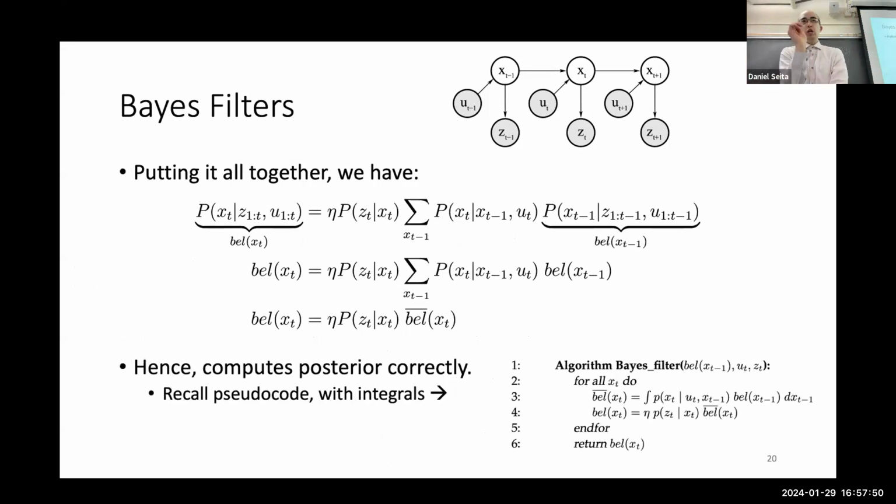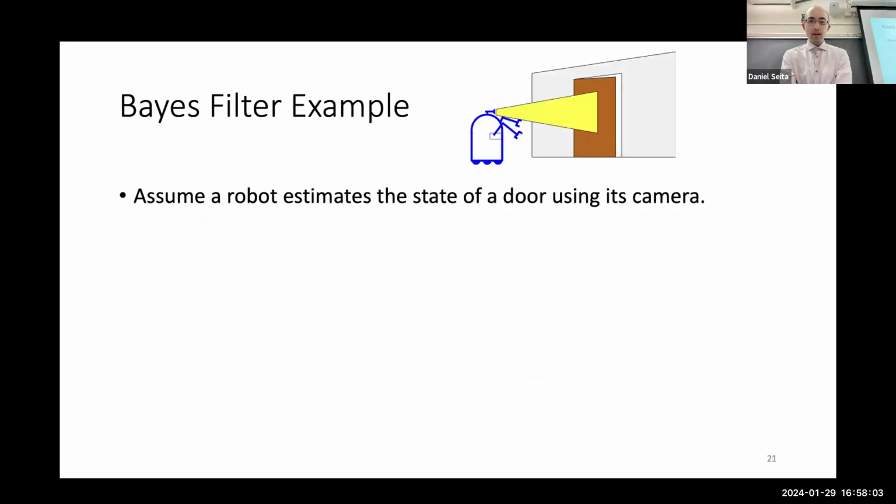All right. So up to now, we covered the derivation of the Bayes filter. So let's try to conceptualize it with an example. We have the example of a robot. So this is our robot.